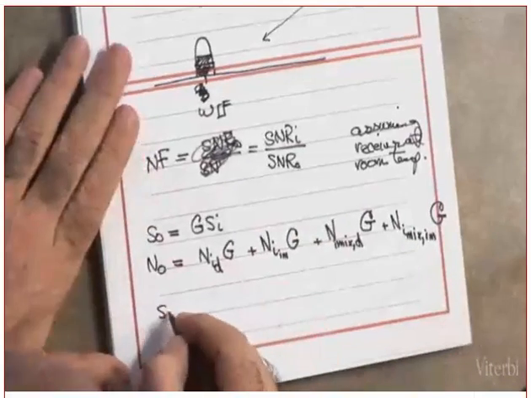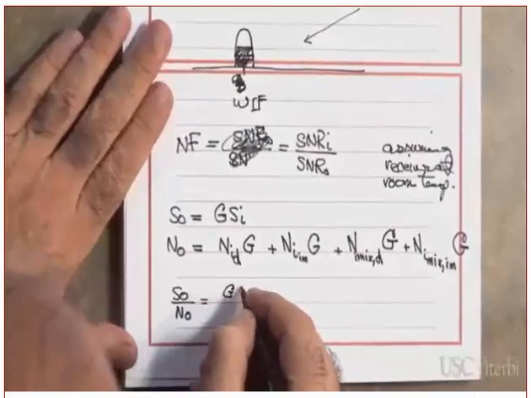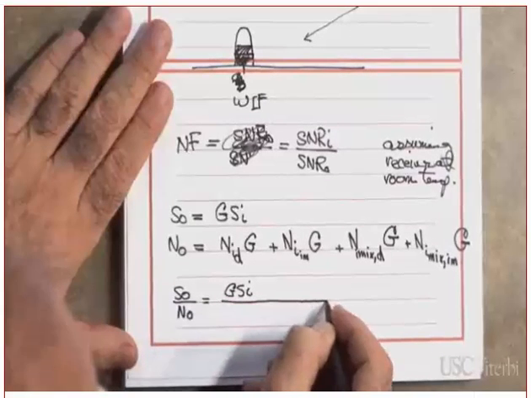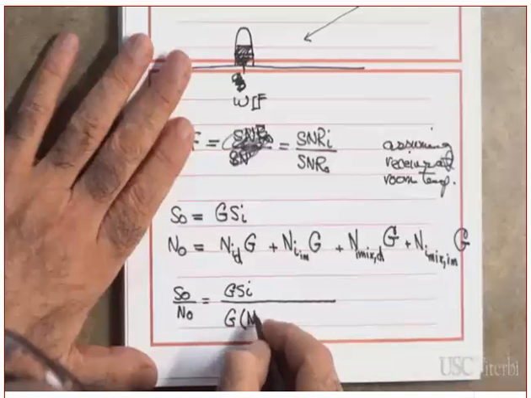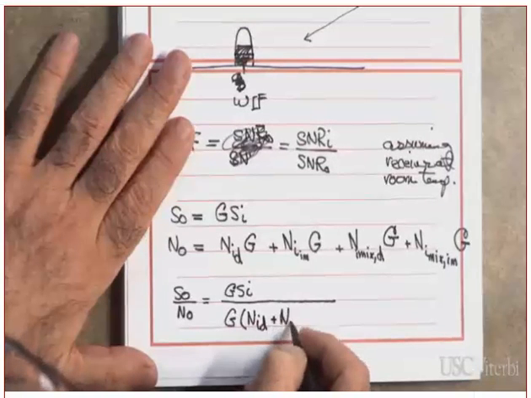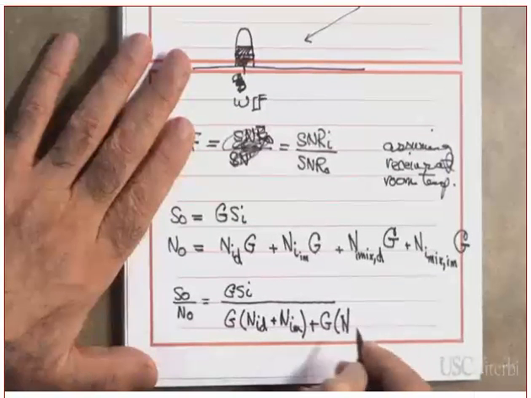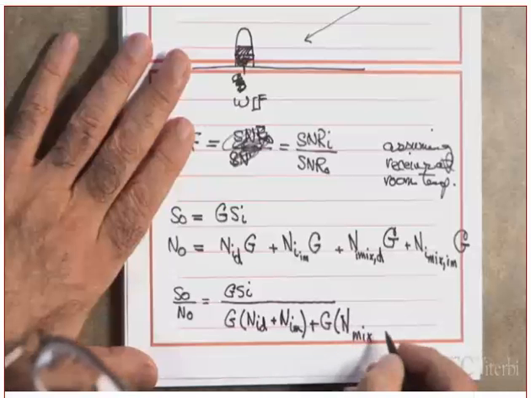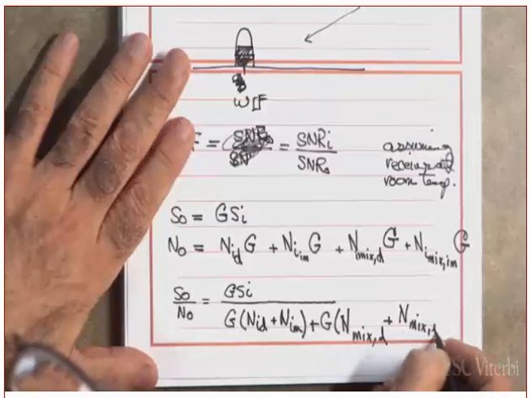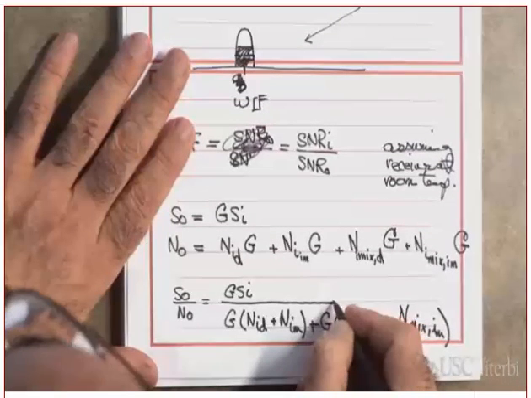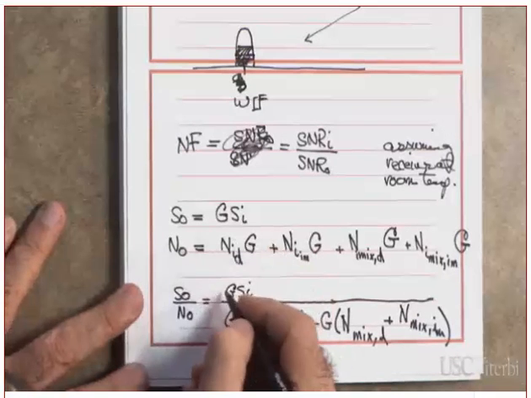So what is S0 over N0? It's G S_I divided by G N_ID plus G N_IM plus G N_mix,D plus N_mix,IM. Clear? No response. Clear? Okay. Can I cancel this with this?